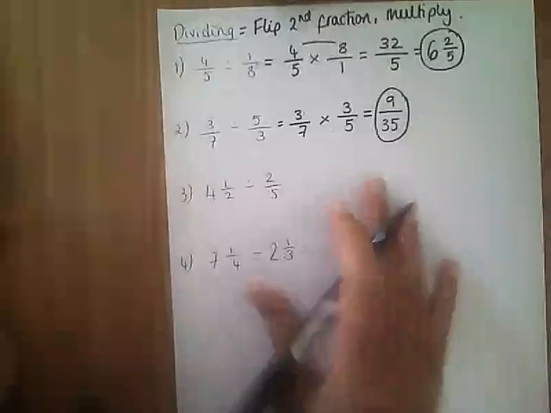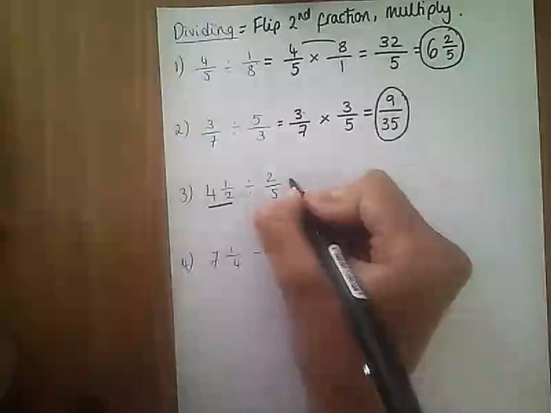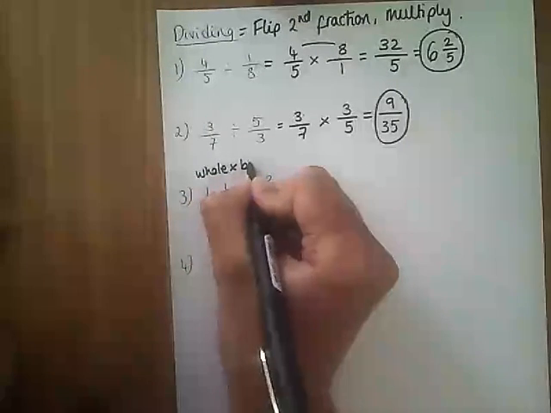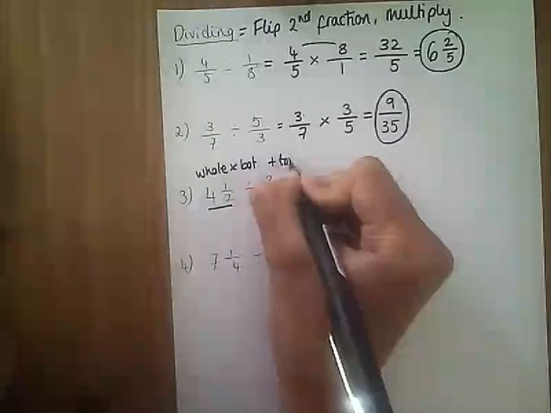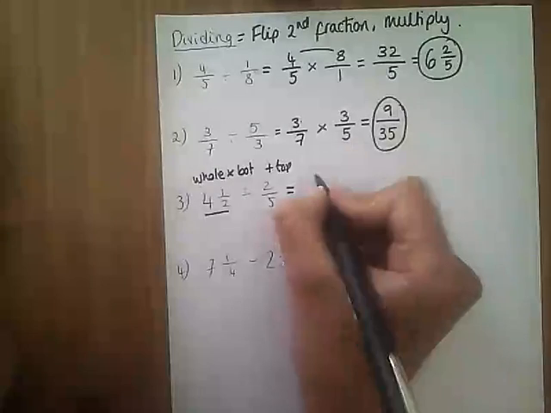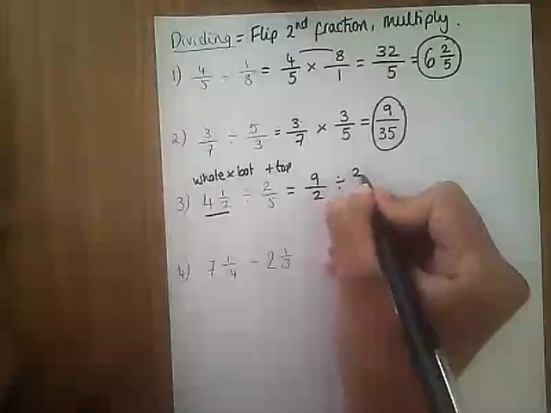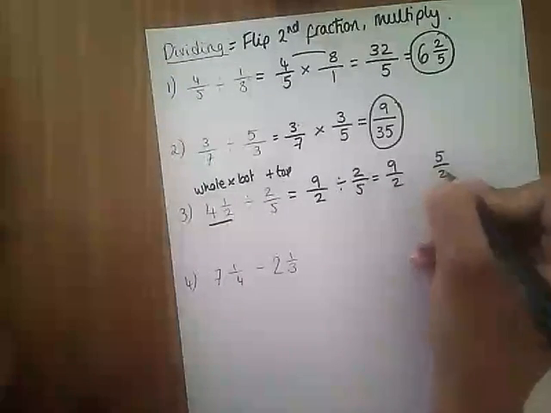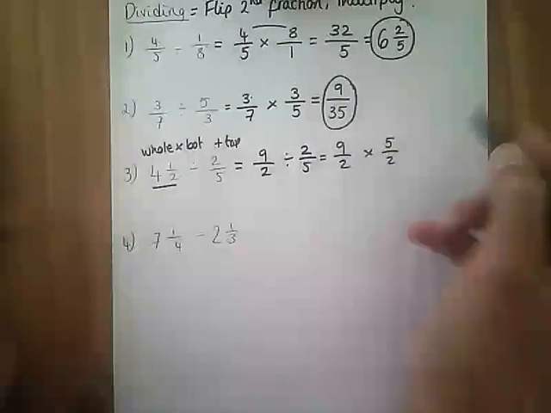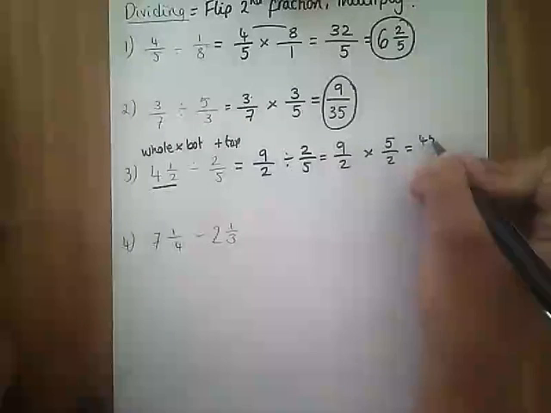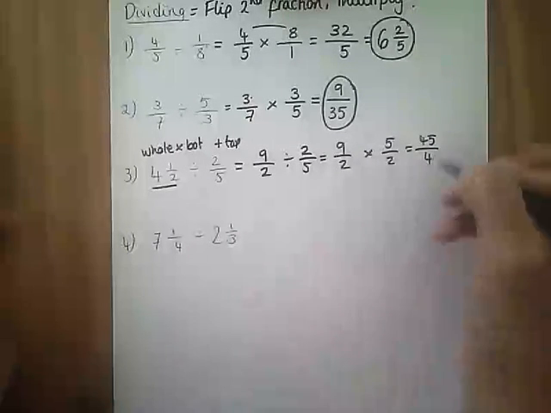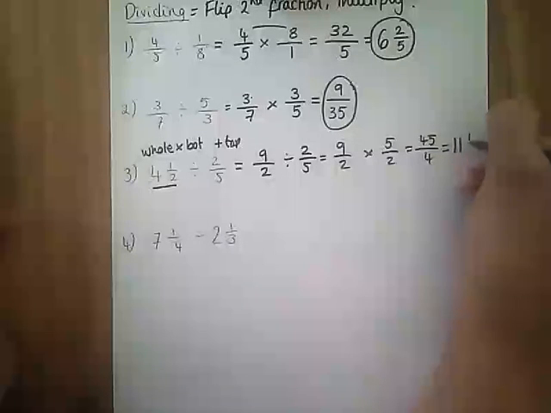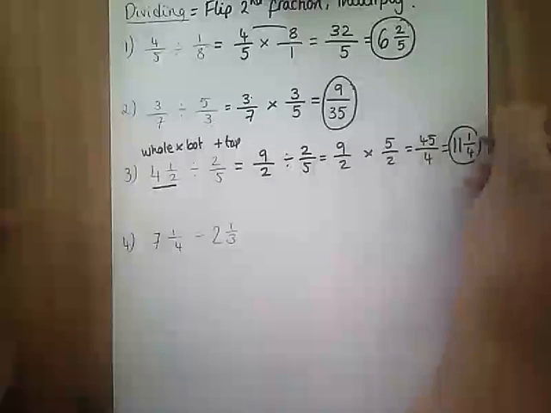Question number 3. This one is a mixed number. We need to make it top heavy. So whole times the bottom at the top. Okay, whole times the bottom is 8. Add the 1 is 9. 9 over 2 divided by 2/5. Flip the second fraction and multiply. 9 times 5 is 45. 2 times 2 is 4. Now it's top heavy. How many 4s are in 45? It's going to be 11 and 1 left over. 11 4s are 44. Okay?